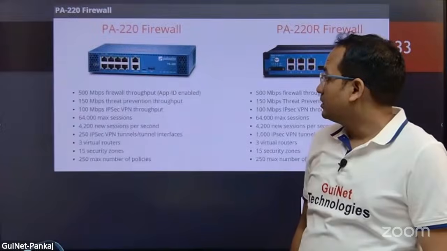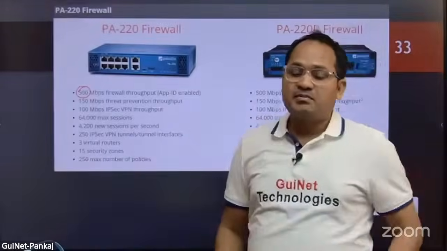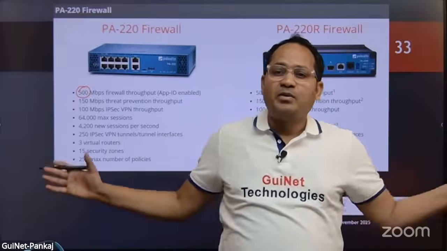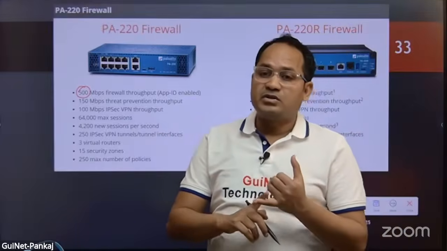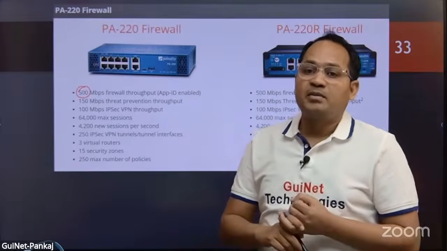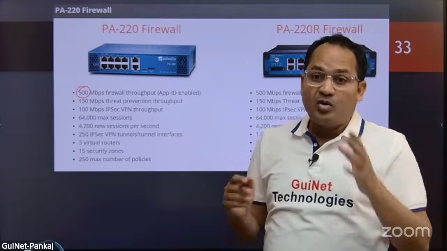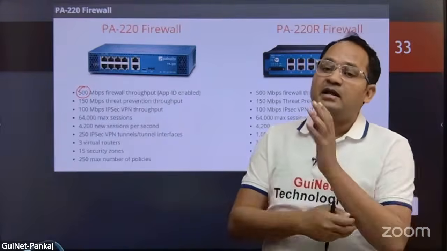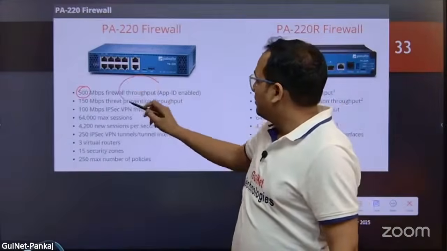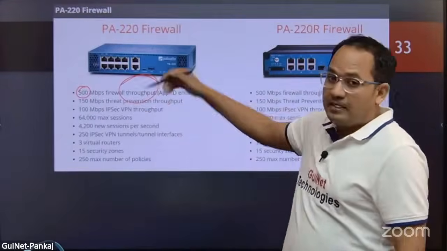What is the throughput, sir? Which throughput? That 500 Mbps firewall throughput. Throughput is the maximum capacity of how much traffic you can send. It's not like a link speed. It depends on different kinds of requirements. Some IPsec tunnels are going to take some traffic, and some other data processing is going to happen inside the firewall. So it is the maximum capacity of how much traffic you can carry through this firewall overall. That is the throughput.